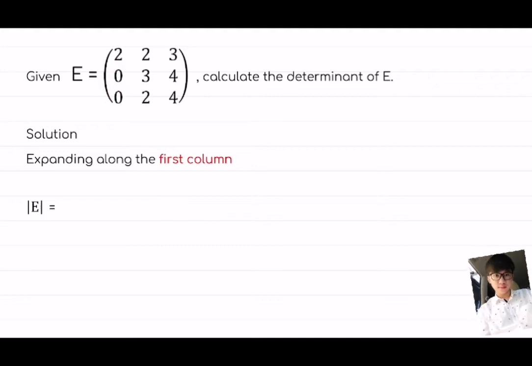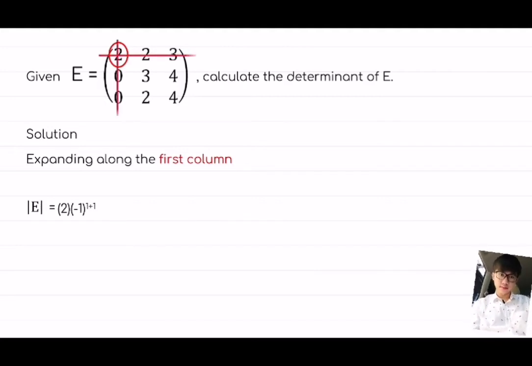First of all, the determinant of E is equal to 2 times negative 1 to the power of 1 plus 1. The reason we choose 2 is that I already circled it in the question there. As for the power of 1 plus 1, the first one indicates the first row and the second one indicates the first column. So we just cancel off the first row and the first column. We will get the submatrix 3 4 2 4.